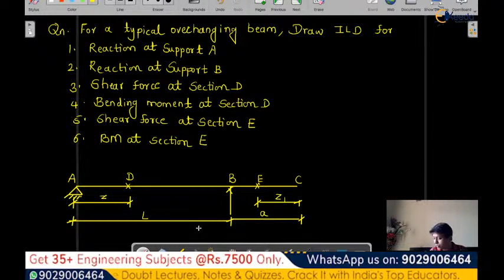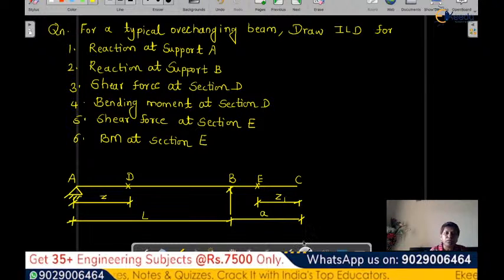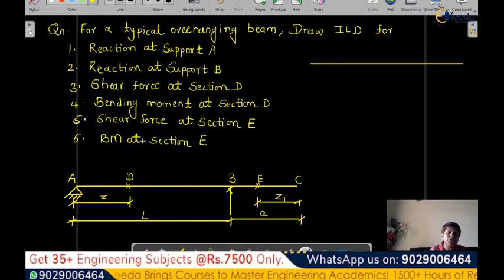So for that, let's consider the overhanging beam with positioning of unit load. What I'll do, I'll just draw it here. First I'll show the positioning of unit load in between AB, and then the positioning of unit load in the BC region. So two regions are there over here, to consider the unit load. AB and BC.